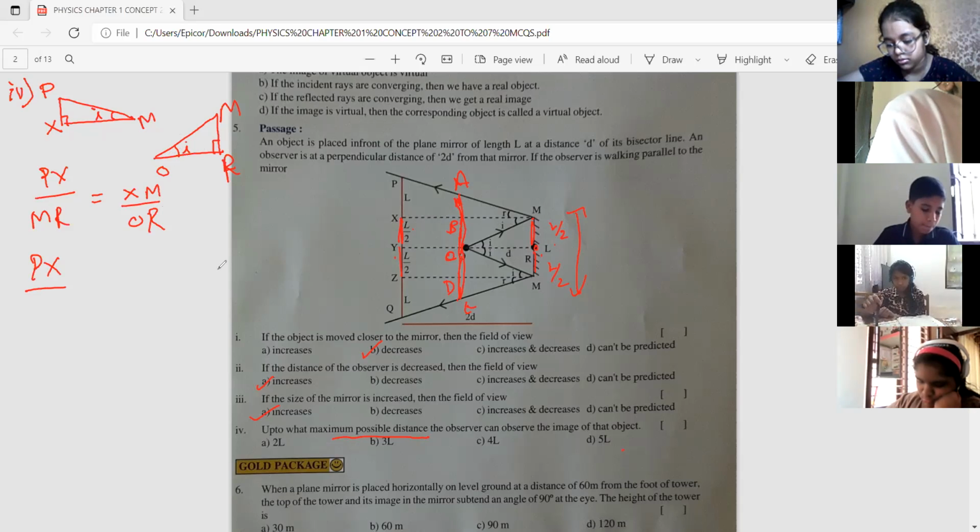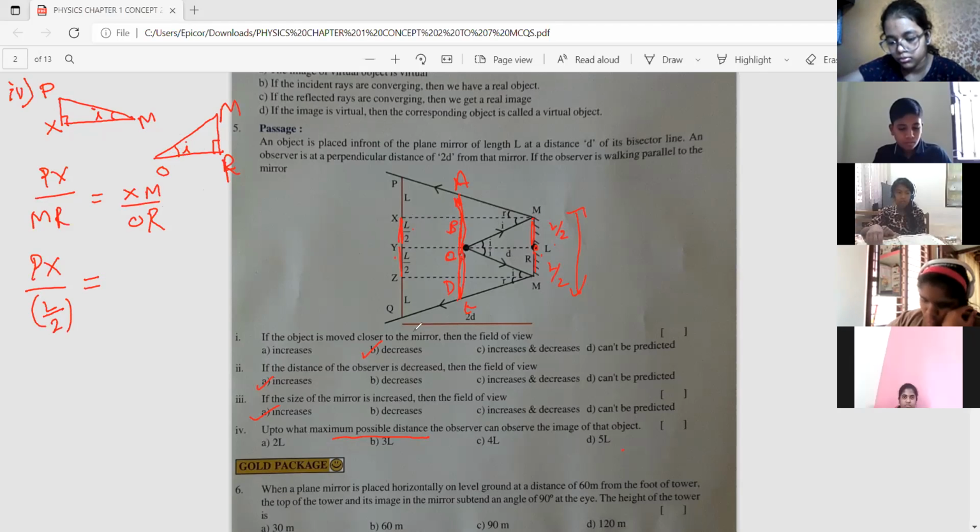MR is how much, children? It is L by 2, right? In place of MR, L by 2 is there, is equal to. And again XM, you can see the total distance from here to here, that is XM, right? Here it is 2 into D, divided by OR. The O to R distance is given as D.